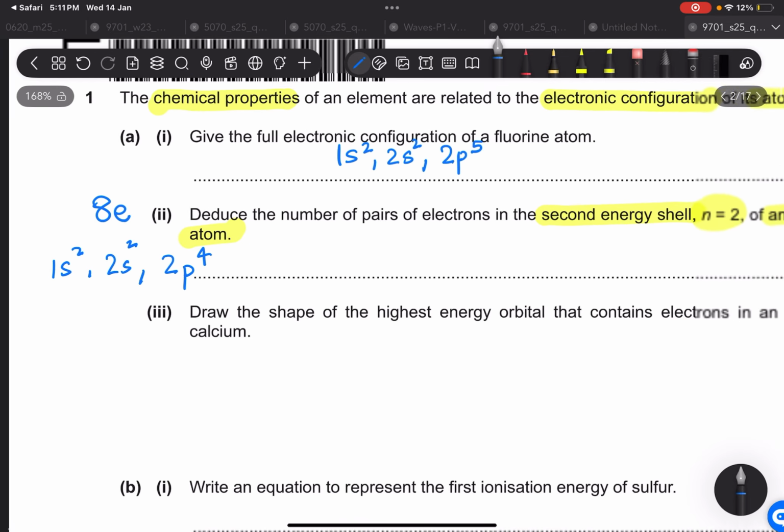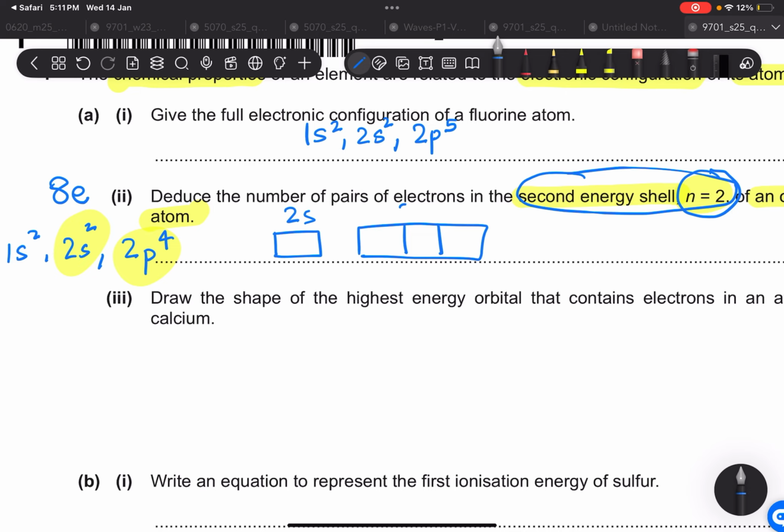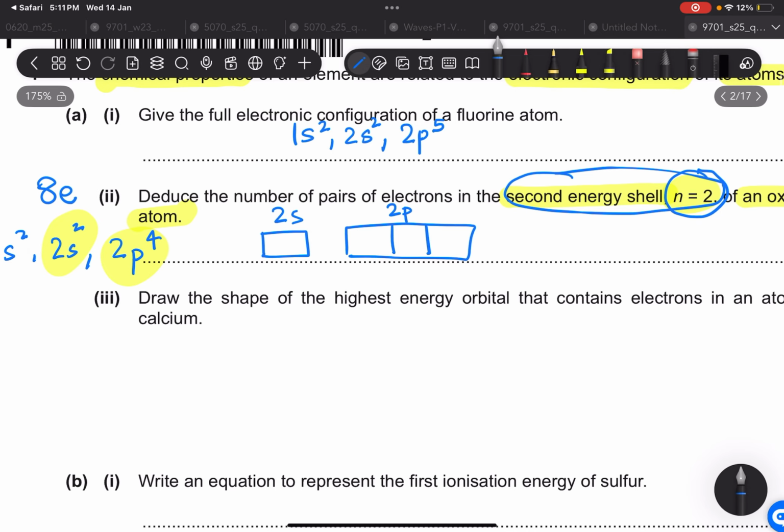Okay? Now they're talking about the second energy shell, which means the principal quantum number you're talking about is 2, which means we're only going to consider this and this subshell. We are not going to consider 1s. This 1s is not going to be considered. So now I'm going to draw the orbitals to make you realize the pairs of electrons. This is 2s and this is 2p. 2p has 3 orbitals in it and 2s has 1 orbital. 1 orbital has 2 electrons and in 2p there are 1, 2, 3 and 4 electrons.